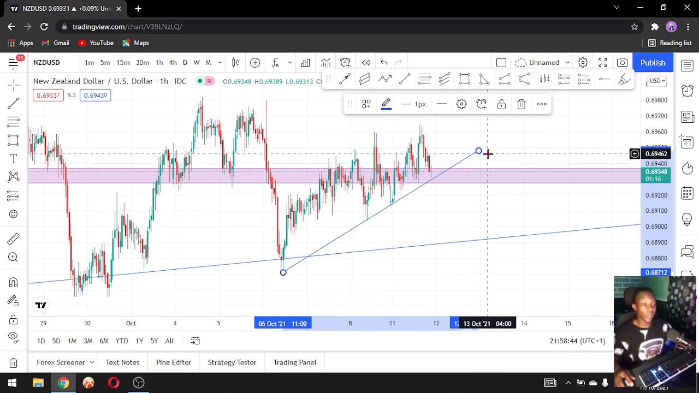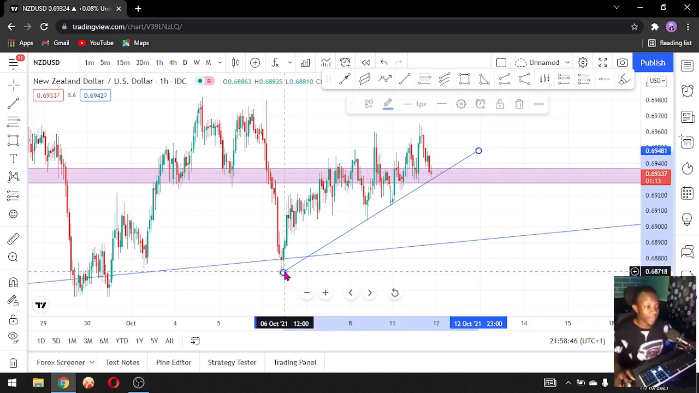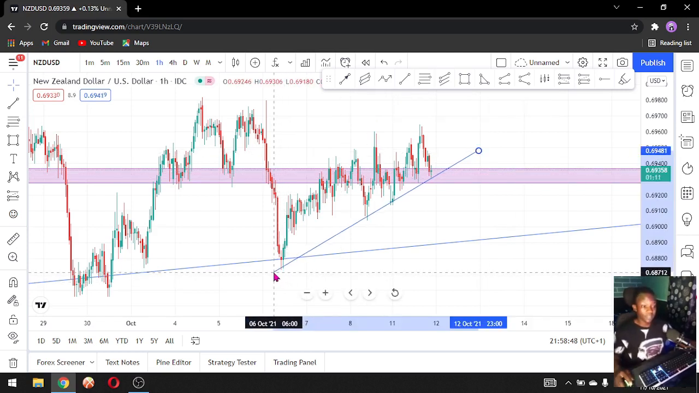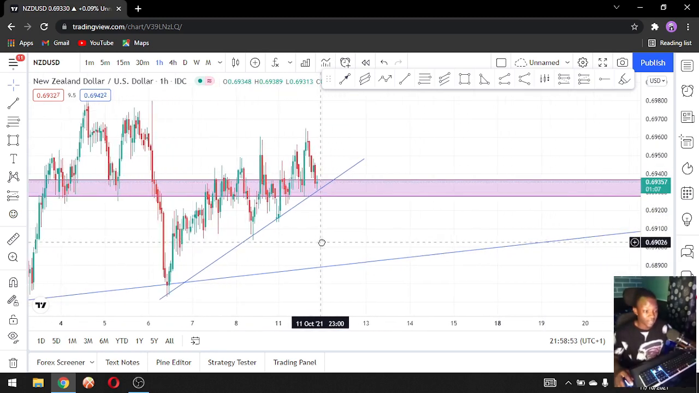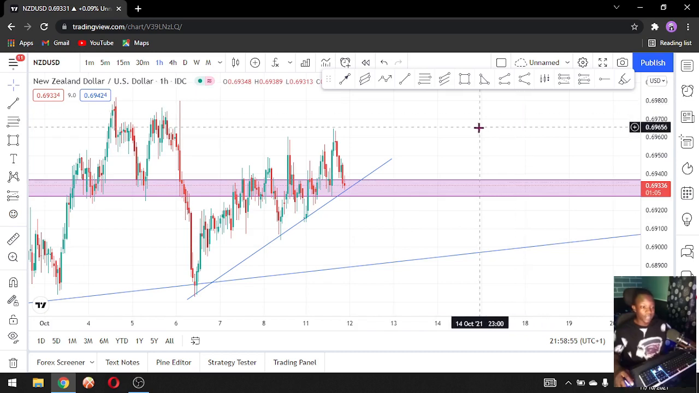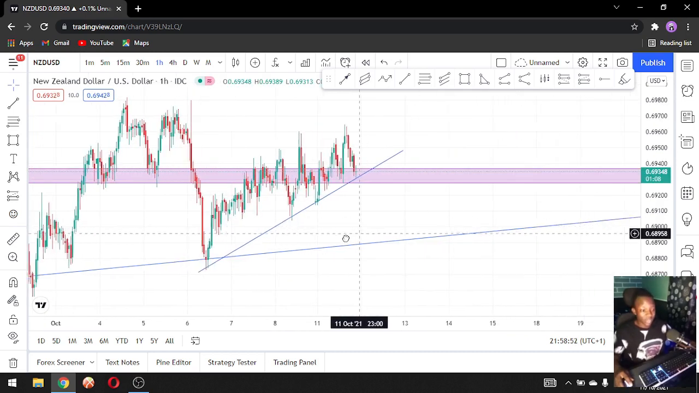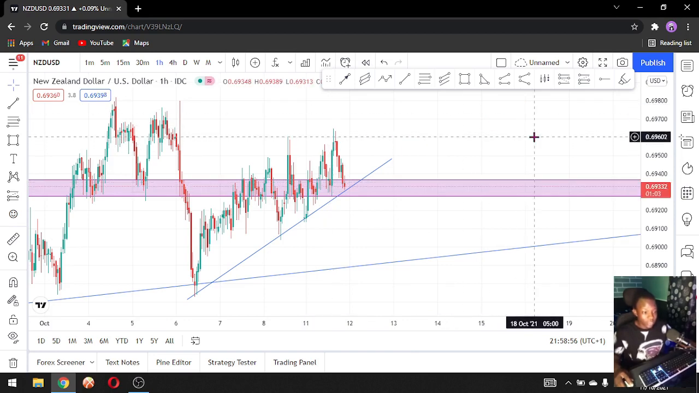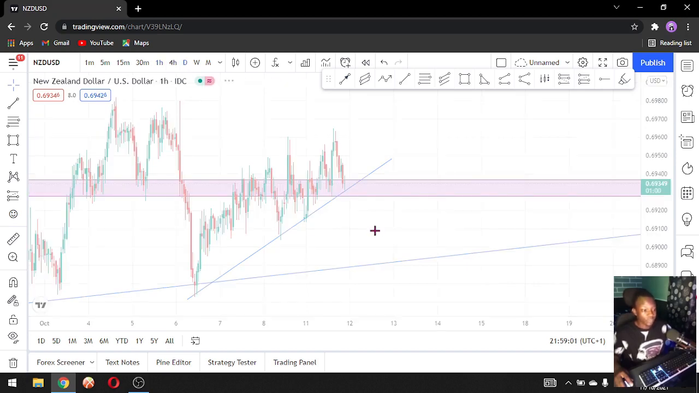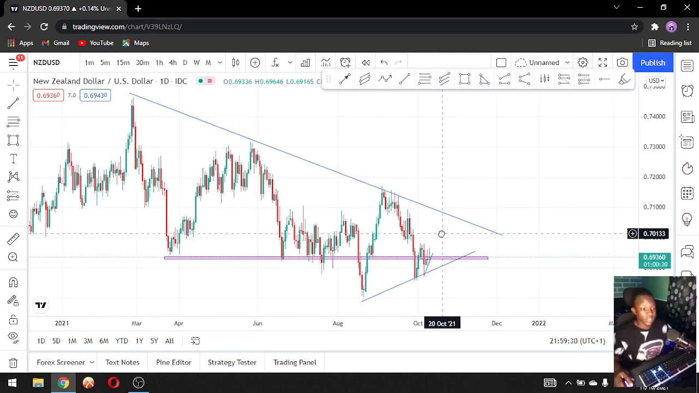Now, two reasons why I use multi-time frame analysis. The first, I get better trade setups, and the second, I reduce stop loss distance. Let's say I'm looking to buy New Zealand US dollar because of this trend line and price broke this resistance. If I enter the market using the daily time frame, my stop loss will be huge, and the issue with this is that my risk reward ratio can be reduced.